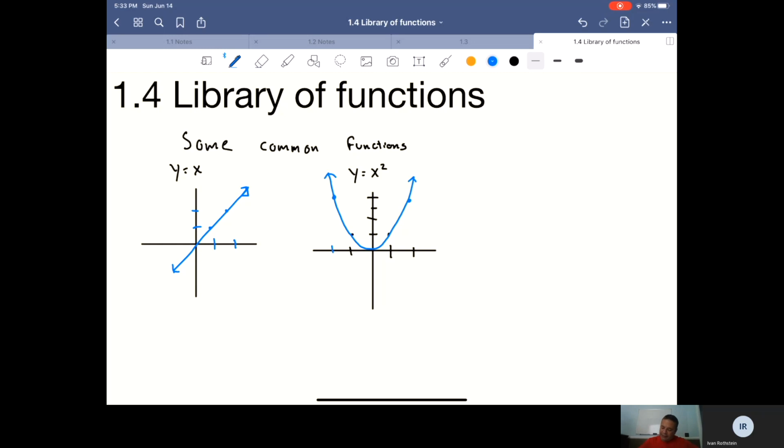Now, one of the things is that we can also put, let's say, y equals x to the 4th, which actually looks very similar. Same with y equals x to the 6th, y equals x to the 8th, and so on and so forth. Okay, you could play around with what those graphs look like.